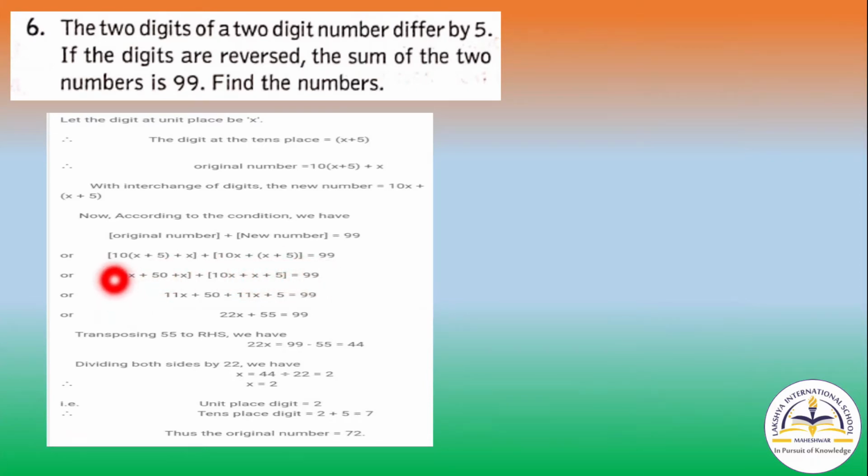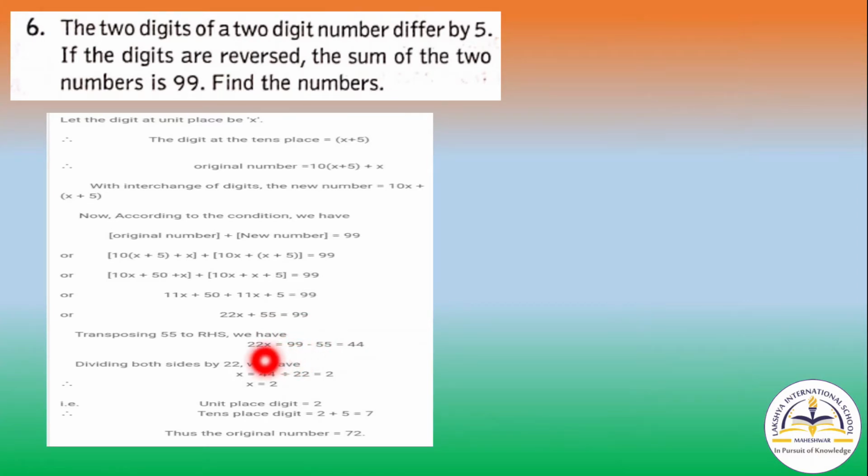Now we will multiply 10 into this bracket, x plus 5. We will get 10x plus 50 plus x, plus 10x plus x plus 5, as it is, equals 99. Now here 10x plus 1x means 11x plus 50, and here also 11x plus 5 equals 99. Now 11x plus 11x, that is 22x, plus 50 plus 5, that is 55, equals 99.